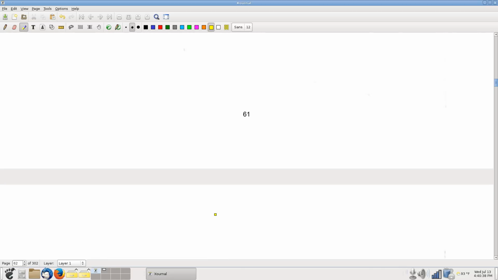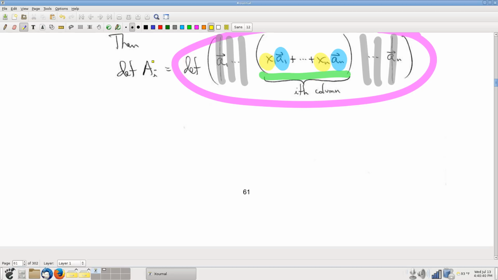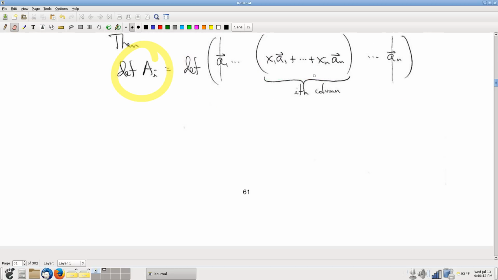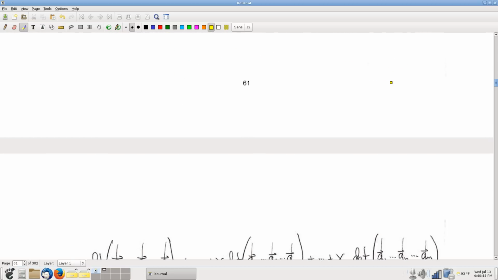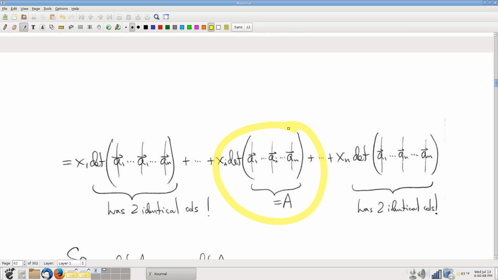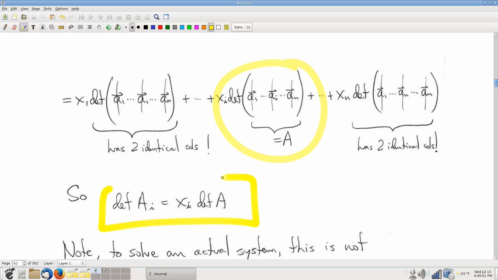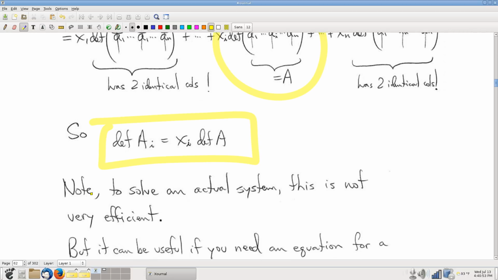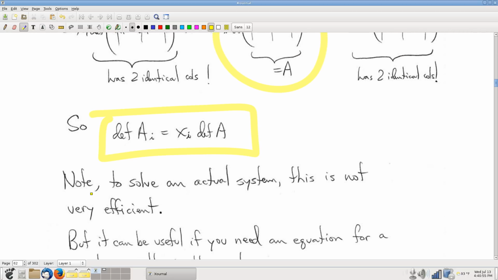So altogether then, the determinant of Ai is xi times the determinant of A, and therefore I can solve for xi, and it's that divided by that. It's a wonderful little result, just because it's so surprising.